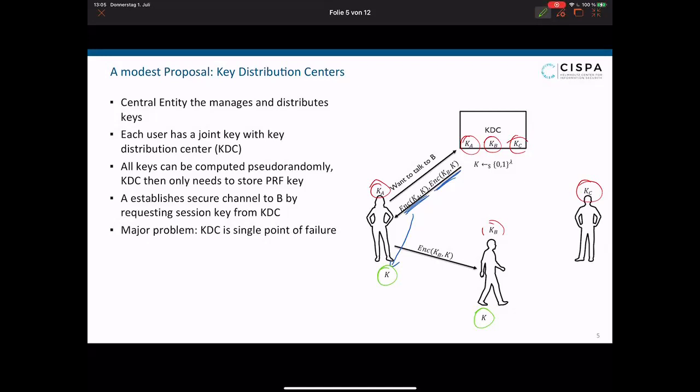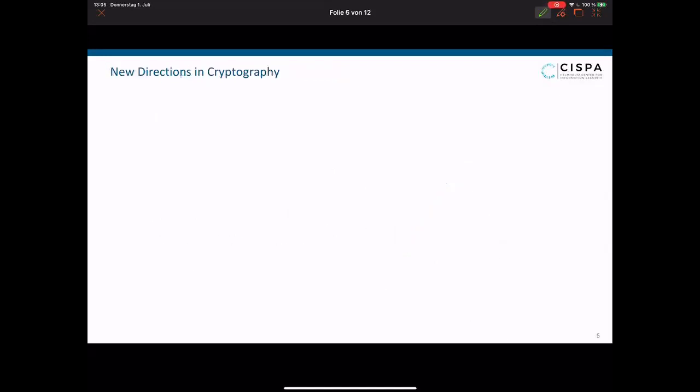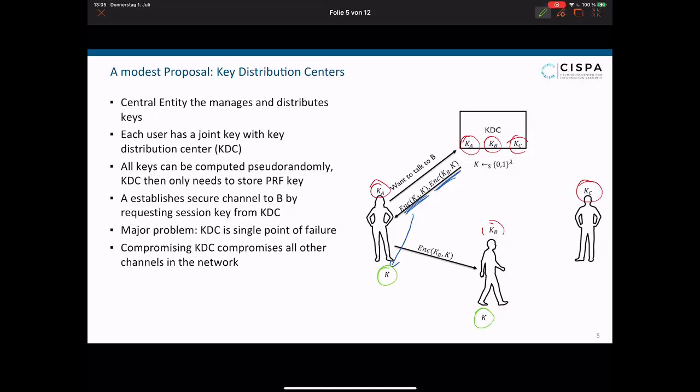So there's another question in the chat: how do KDC and Alice agree on KA securely? The idea is that once you, let's say, start your job at a new company, you manually go to the KDC and get your key, right? So to establish a key with a KDC, you need a secure channel, like sending it per post or whatnot in a sealed envelope. That's how you get your key.